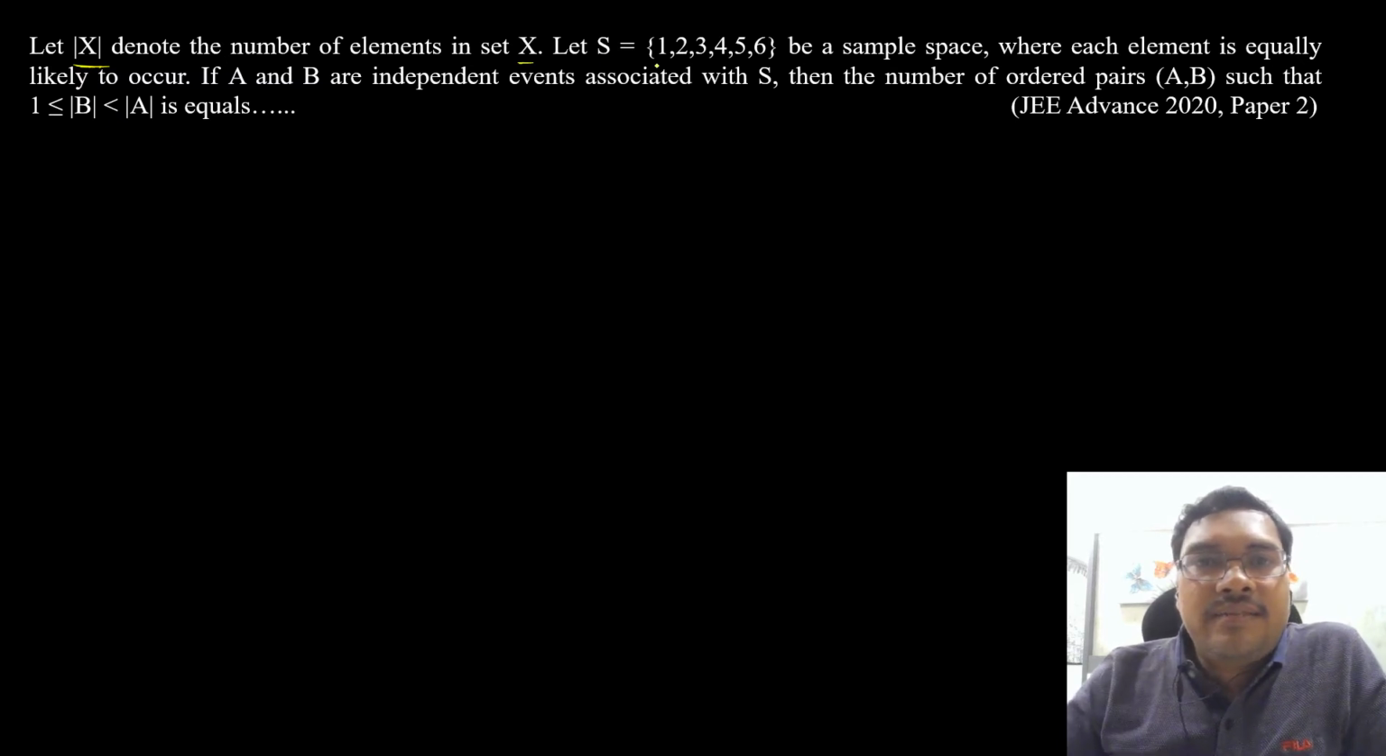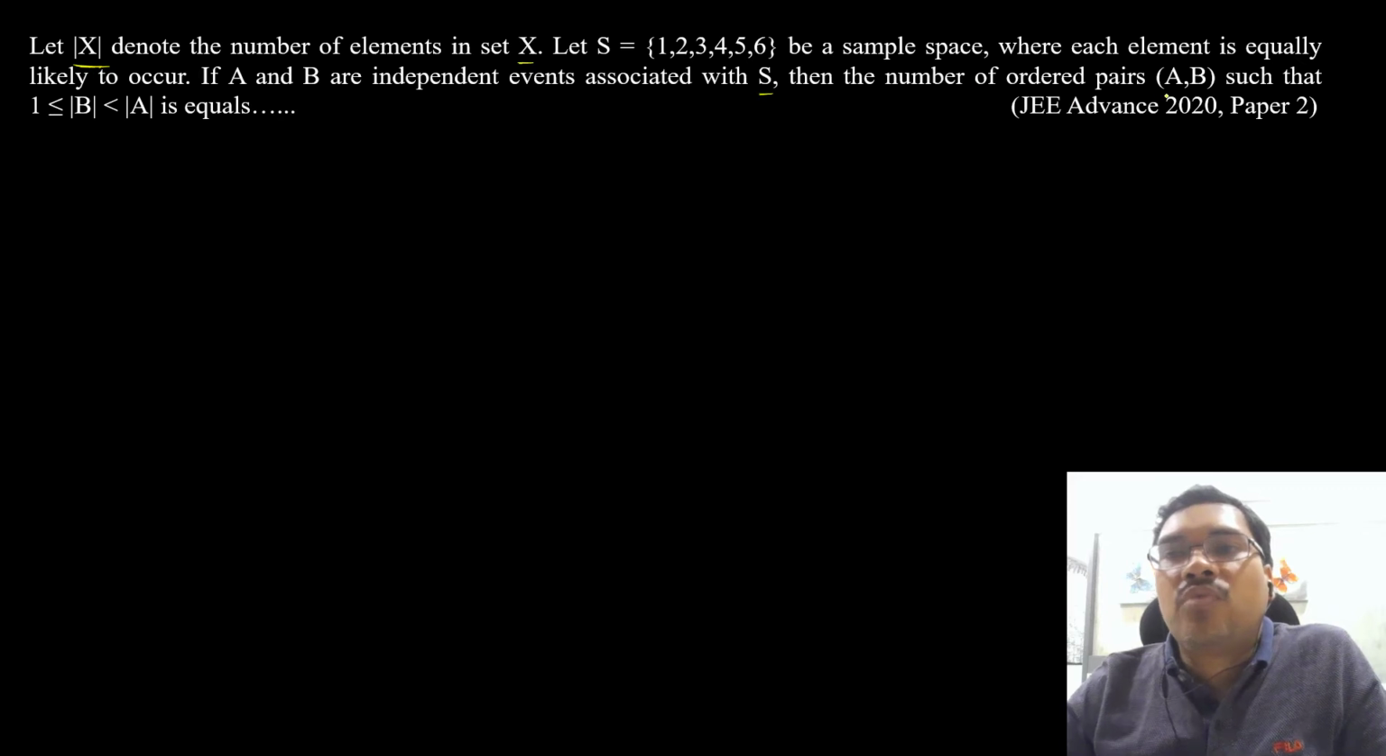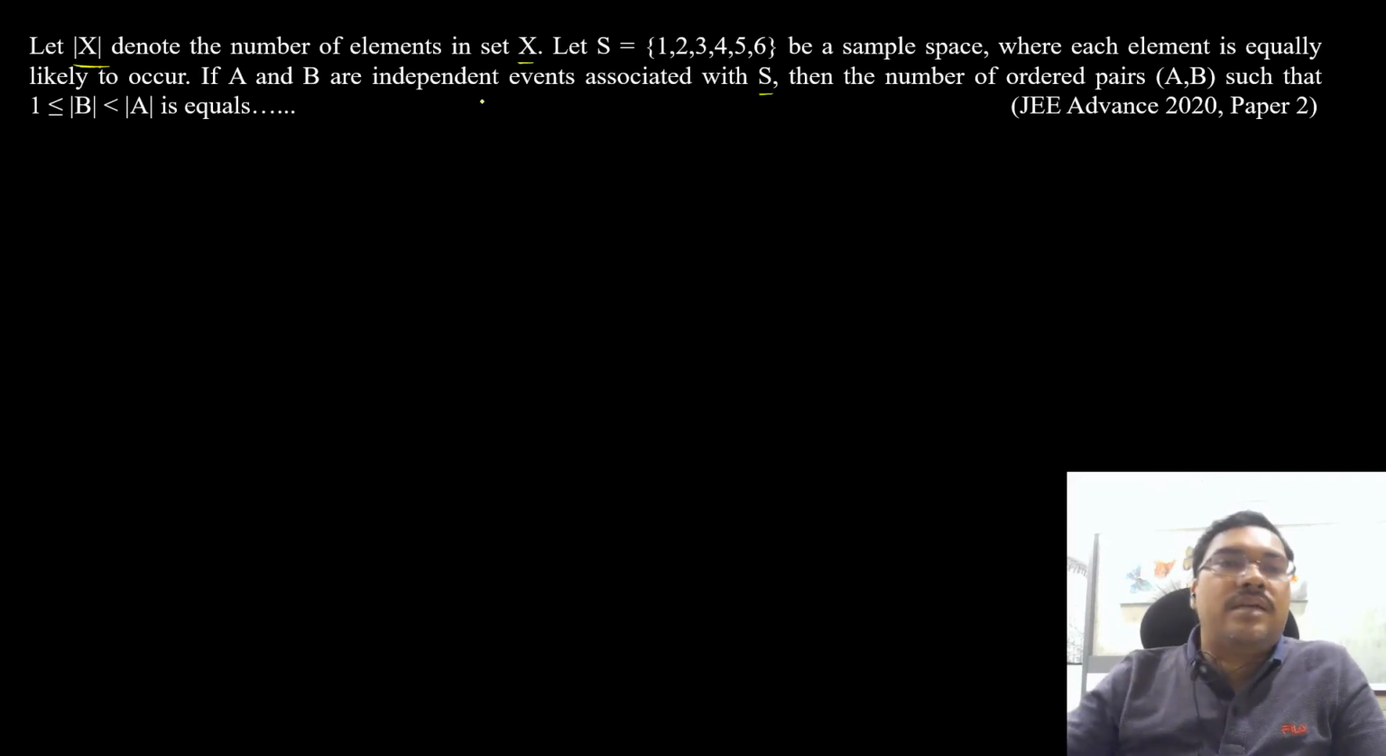And let set S = {1, 2, 3, 4, 5, 6} be the sample space for an event where each element is equally likely to occur. If A and B are independent events associated with S, then the number of ordered pairs of A and B such that the number of elements in set A is greater than the number of elements in set B, which is greater than or equal to 1.